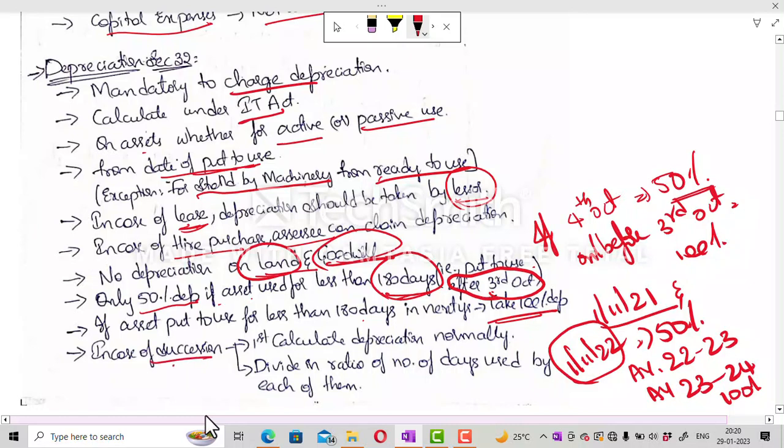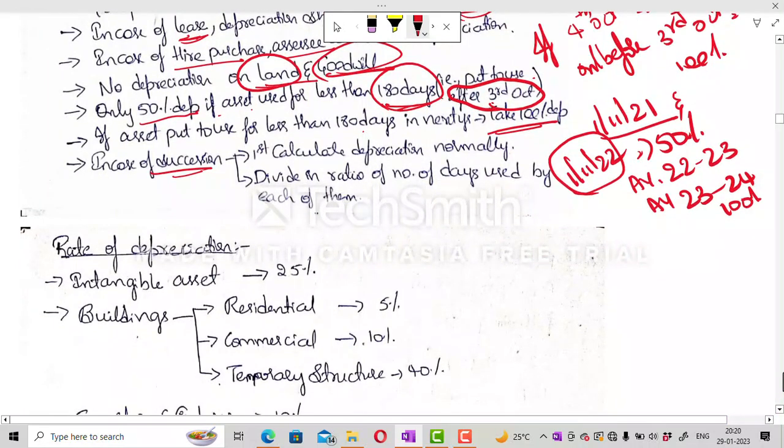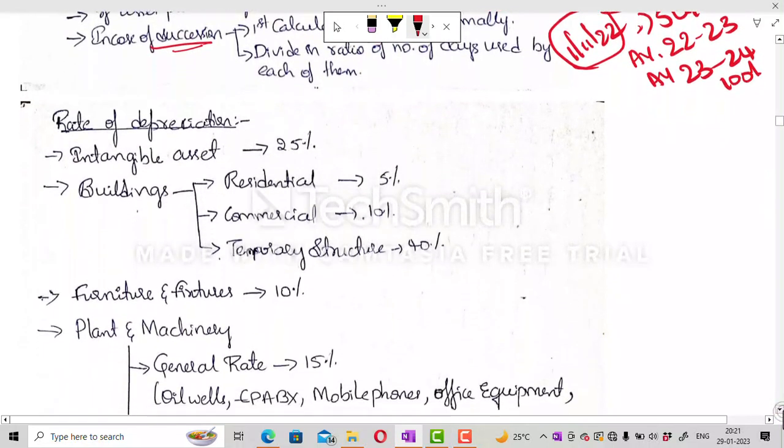And in case of succession, first we should calculate depreciation normally, then we should divide that in the ratio of the number of days used by each one. Succession means a partnership firm is converted into an LLP, or a partnership firm converted into a company, and so on. Someone demerged, someone got amalgamated, in any of that we have to calculate normally the first time. Then we have to divide in the ratio of number of days used by each organization.